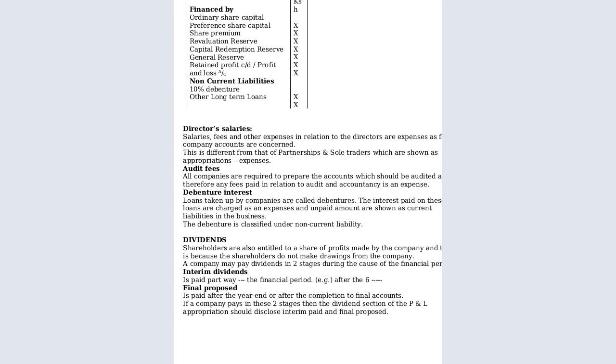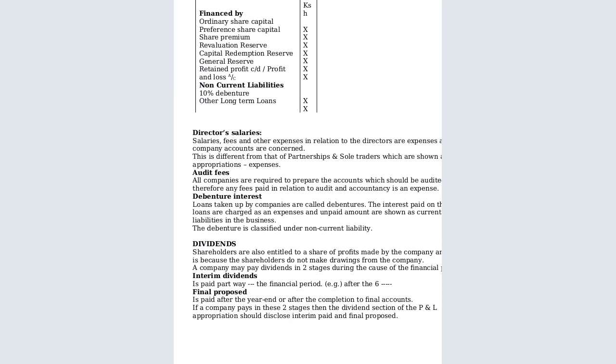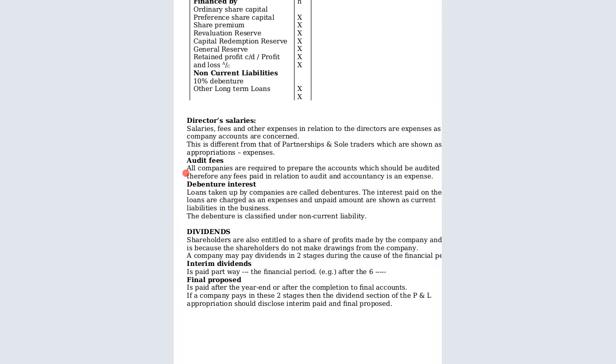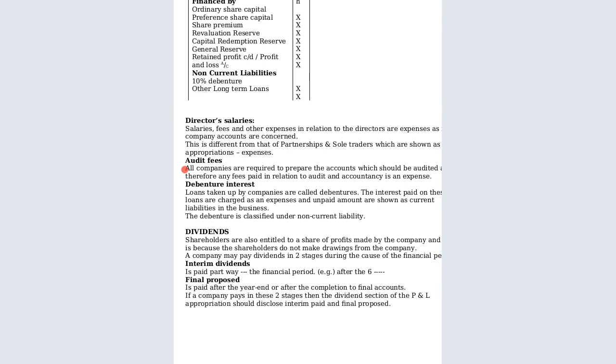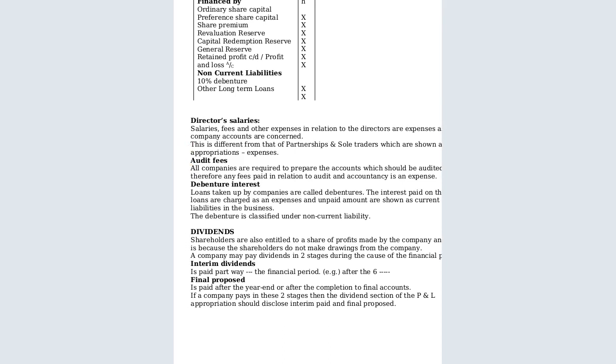And we are told a company may pay dividends in 2 stages during the course of the financial period. So just like I was saying, you can have 2 types of dividends. Interim dividends are mostly paid after 6 months of the financial period. Then final proposed is paid after the year end or after the completion of the final accounts. So those are the 2 types of dividends, interim and final proposed. And if a company pays in these 2 stages, then the dividend section of the profit and loss account preparation should disclose interim paid and final proposed. That is what is in our format. So if they paid interim dividend and then we now pay final proposed dividend, for the appropriation account you must show them separately. You must show interim dividends paid separately from the final proposed dividends.